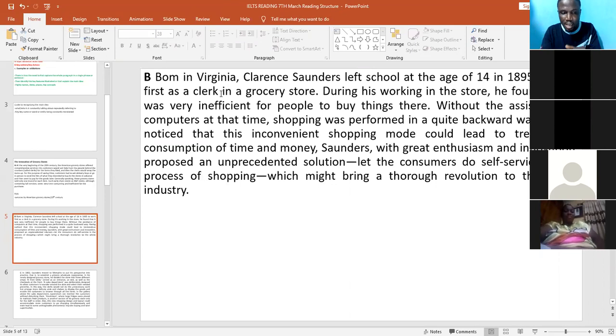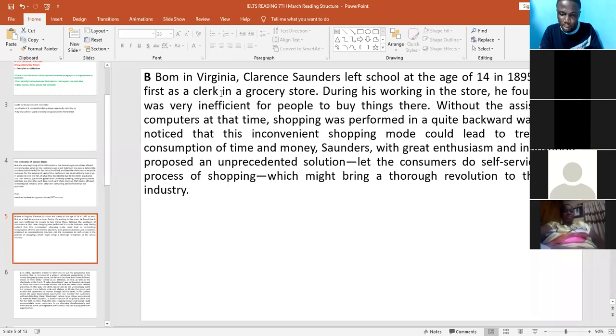He hadn't noticed that this inconvenient shopping mode could lead to tremendous consumption of time and money. Saunders, with great enthusiasm and innovation, proposed an unprecedented solution.